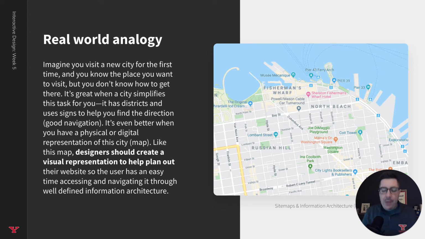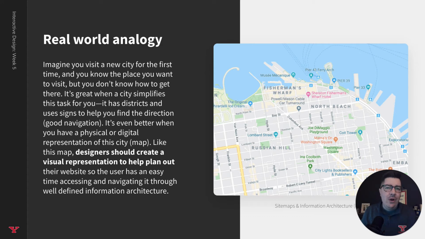It's even better when you maybe have a physical map in front of you or a digital map on your phone that represents that city, just like a normal map would. And so like this map, designers should create a visual representation of the content or how a user might navigate their site from district to district, from page to page, from category to category. And that's going to help create just an easy way of accessing and navigating your site through a well-defined information architecture map. We've all probably visited sites that just felt really confusing and we struggled to navigate around. Some of those might have been the site you originally chose for your redesign.